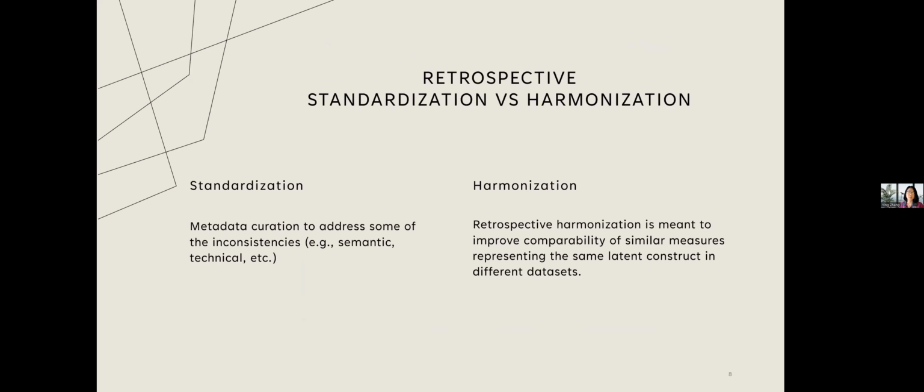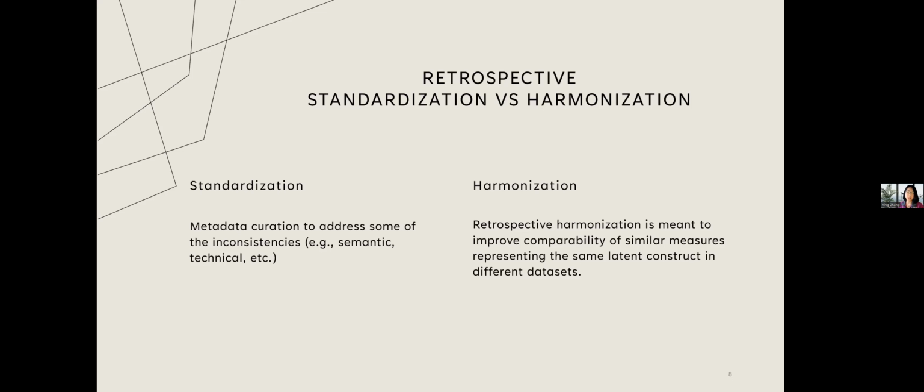Okay, so before I jump into trying to explain what we do to address those inconsistencies, I want to talk about the difference between standardization and harmonization. Because at NSRR, we receive data that's already been collected, so everything we do here is retrospective. Retrospective standardization is basically the process of metadata curation to address some of those inconsistencies, especially semantic and technical. By standardizing the data format and metadata, we can greatly increase efficiency and minimize chances of introducing unnecessary errors in your analysis.